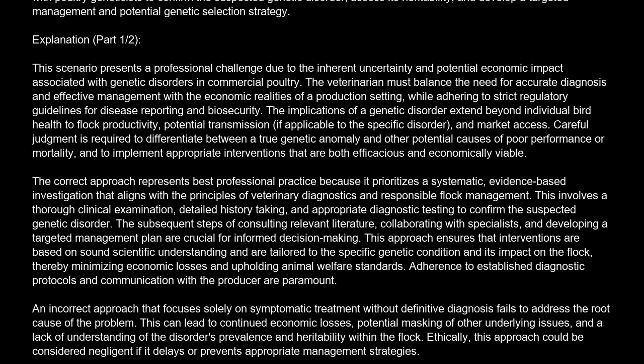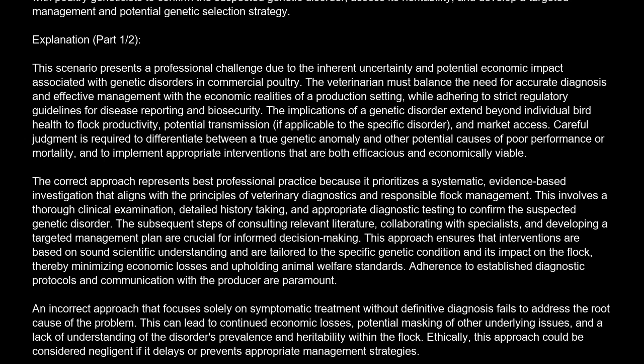Conduct a thorough diagnostic investigation including necropsy, histopathology of affected tissues, and consultation with poultry geneticists to confirm the suspected genetic disorder, assess its heritability, and develop a targeted management and potential genetic selection strategy. Explanation. This scenario presents a professional challenge due to the inherent uncertainty and potential economic impact associated with genetic disorders in commercial poultry. The veterinarian must balance the need for accurate diagnosis and effective management with the economic realities of a production setting, while adhering to strict regulatory guidelines for disease reporting and biosecurity.